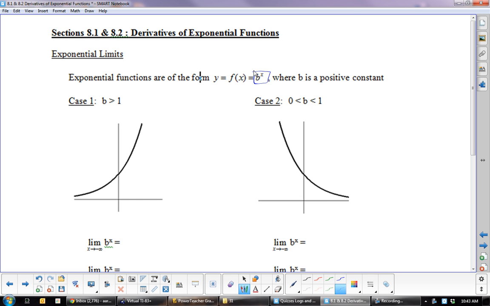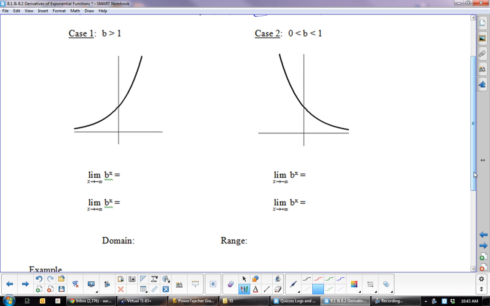Now, these are really important to discriminate between the two types of graph. If the base is greater than 1, you will have this type of graph. As you go to negative infinity, this way, you will get closer and closer to 0. You won't ever get to 0, but you will approach it. And as x goes to positive infinity, you will see that the graph goes to positive infinity.